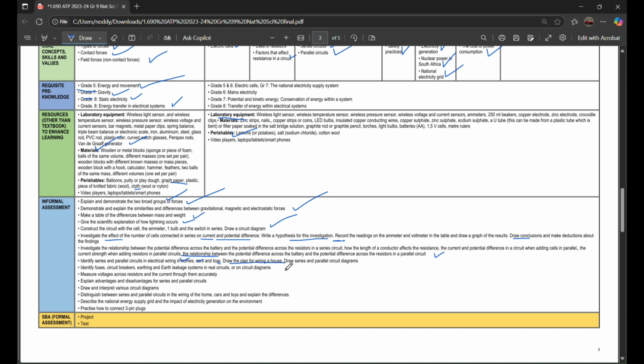Draw the plan for wiring a house. Draw series and parallel circuit diagrams. Identify fuses, circuit breakers, earthing, and earth leakage systems in real circuits or on circuit diagrams. Explain advantages and disadvantages for series and parallel circuits. Draw and interpret various circuit diagrams. Distinguish between series and parallel circuits in the wiring of the home, cars, toys, and explain the differences.